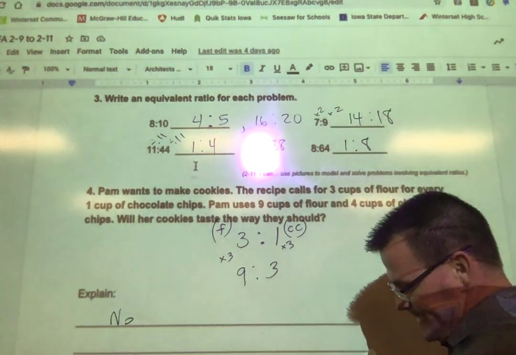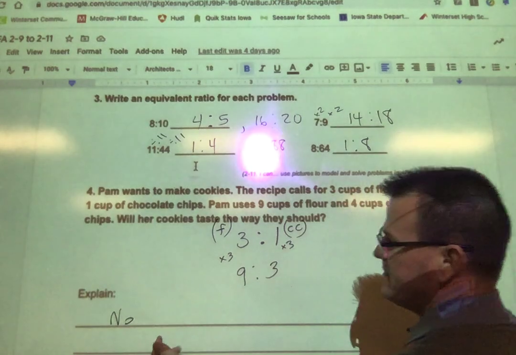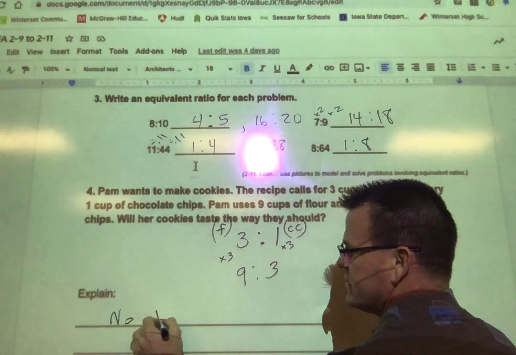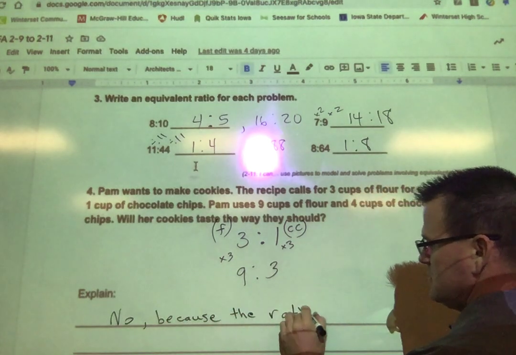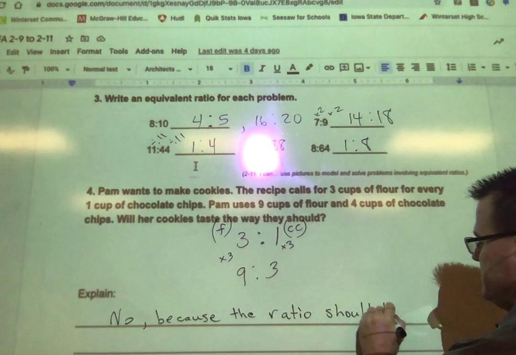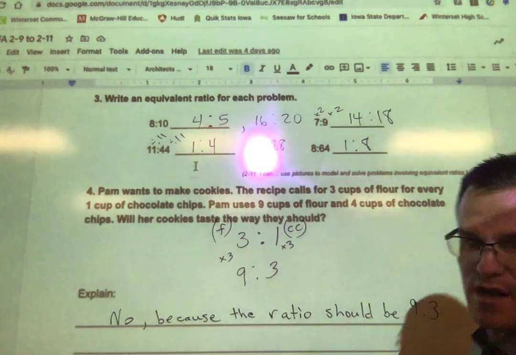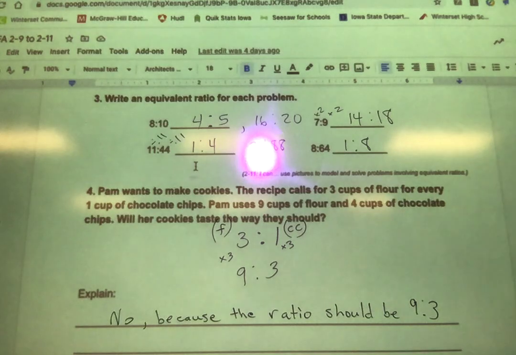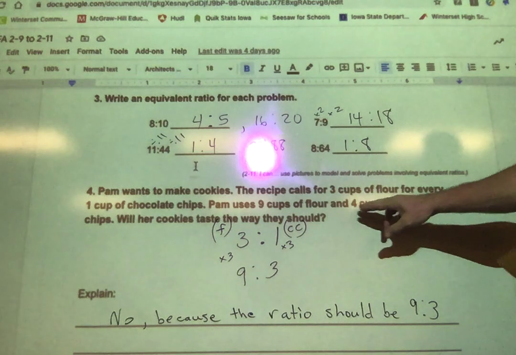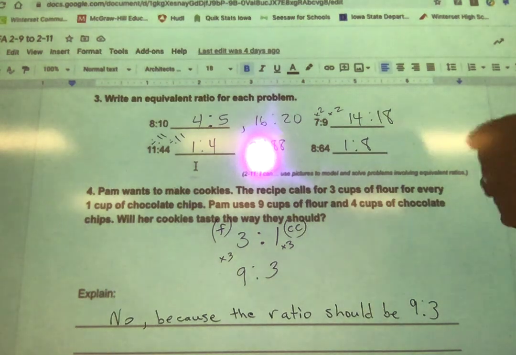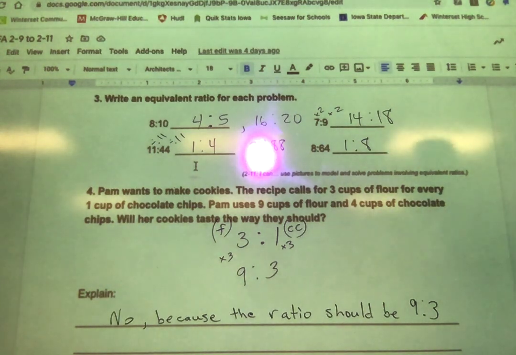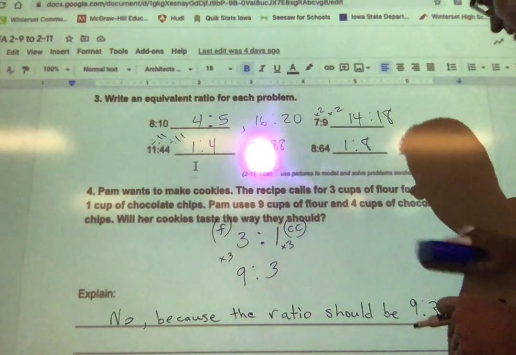Okay, and why would that be? No, because the ratio should be 9 to 3, not that 9-to-4 ratio. So hers would taste a little more chocolate chippy because she would add more chocolate chips than the rate of the original recipe there with that 3-to-1 ratio. Okay, so again, making sure you're getting these written down here, and I'll pause the video if you need me to.